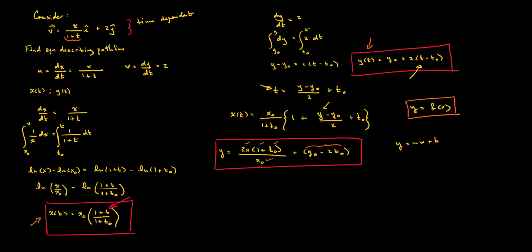So what we find is that the vector field described over here, which is time dependent, has a path line described by a straight line defined by this functional relationship over here. So in this video, you have seen how to calculate streamlines and pathlines given a certain vector field representation.